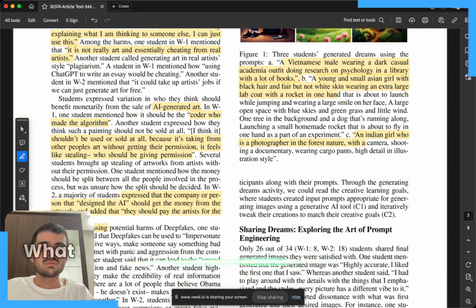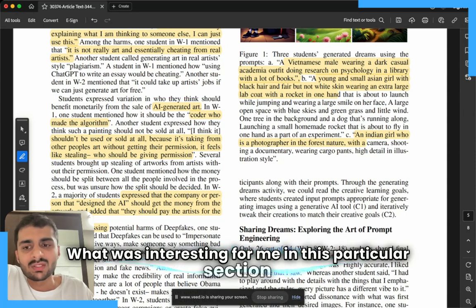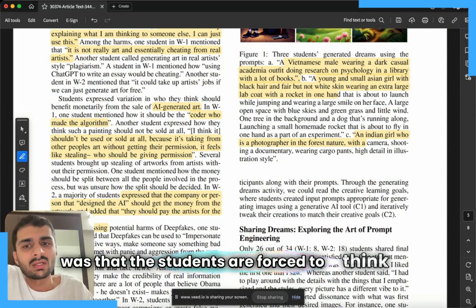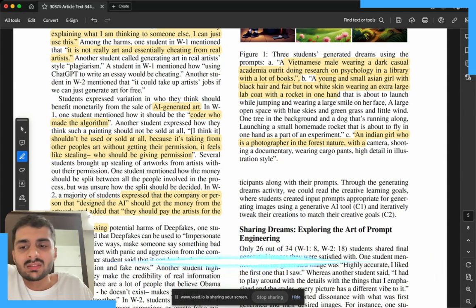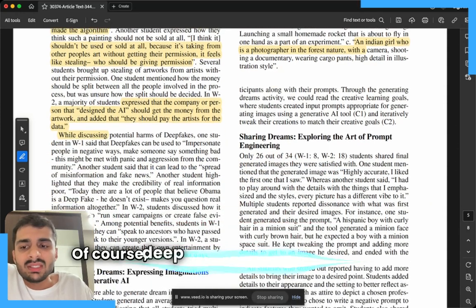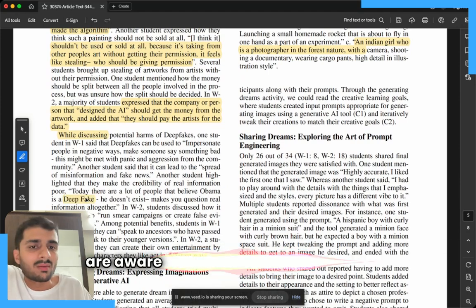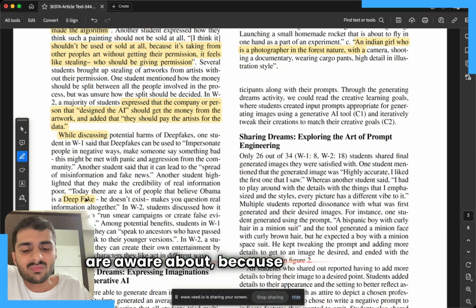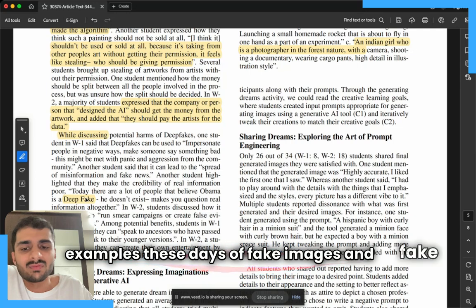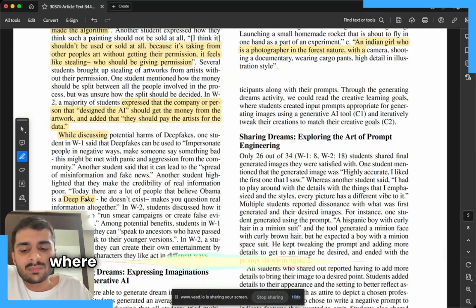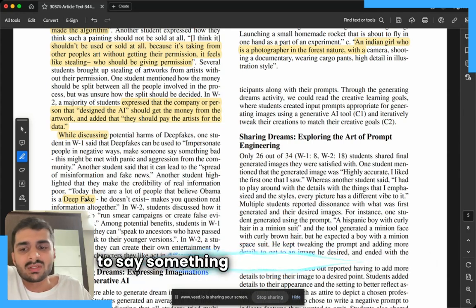should be, who should get monetarily benefited from these AI generated arts. What was interesting for me in this particular section was that the students are forced to think about the ethical concerns of generating an art like this. Of course, deep fake is something which the students are aware about because we get a lot of examples these days of fake images and fake videos where people who do not exist are often made to say something or write something.